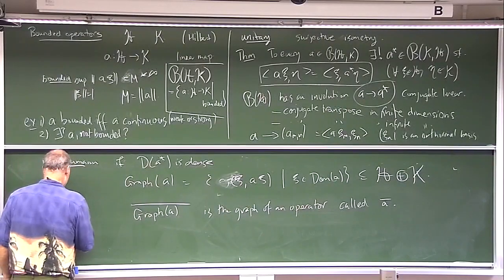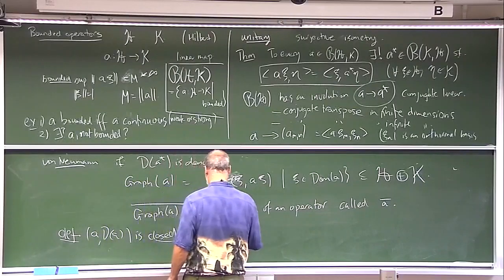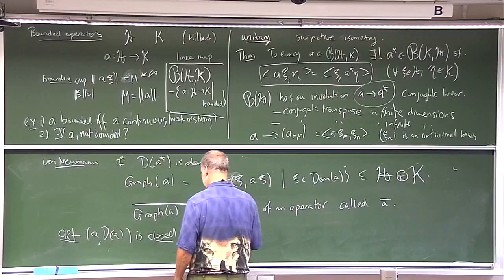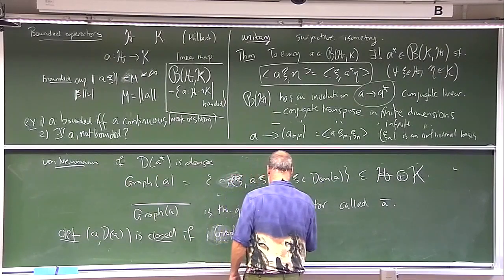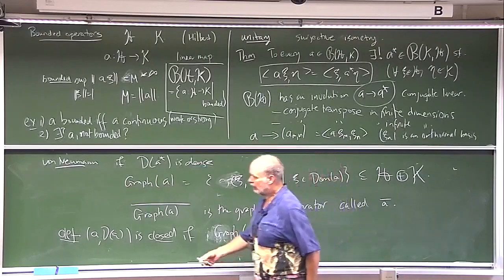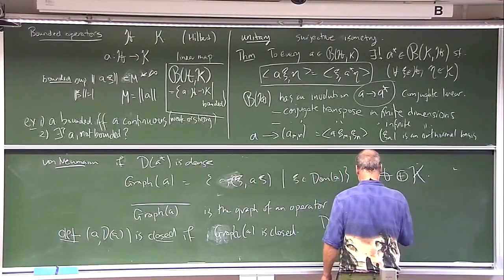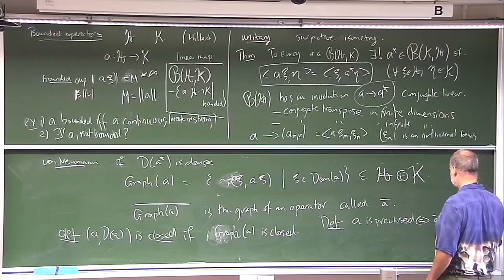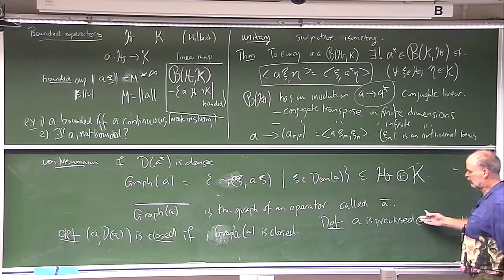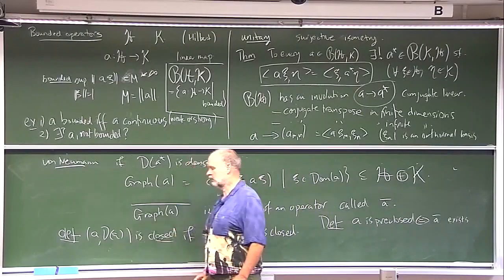So definition, A is closed if the graph of A is the graph of an operator. So in general, given an unbounded operator A, it may or may not have a closure. If it does, you say it's pre-closed. This is to say, there's two alternative, equivalent conditions. One is that the domain of A star is dense, and the other is that the closure of the graph is the graph of an operator.